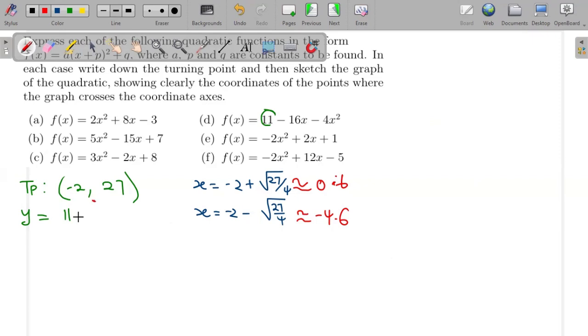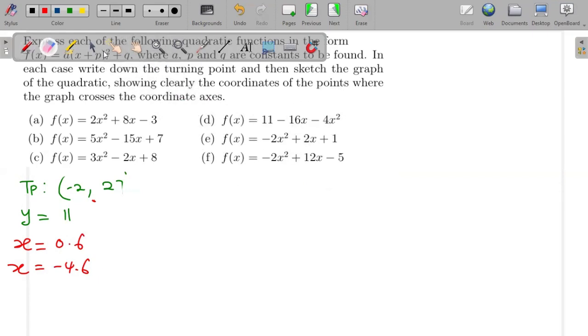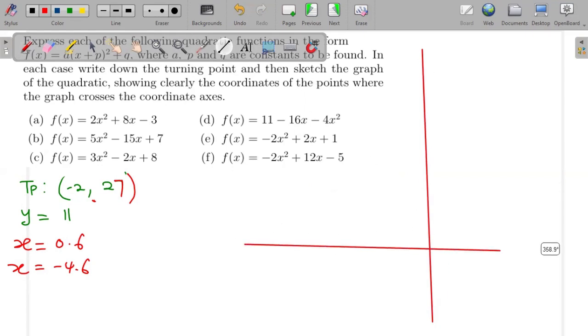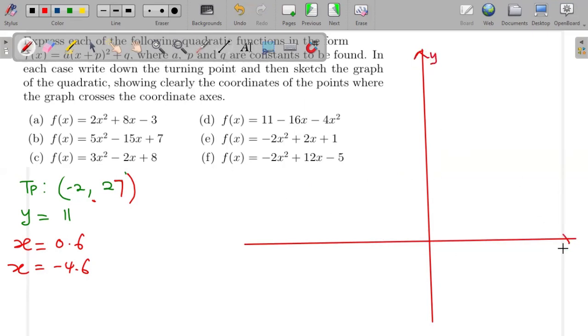Okay, so I can sketch this. I can write the x-intercepts here. Okay, so let's sketch. On the turning point, I'm going as far as 27. You can see here, this is 27. So it means up there on the y, it has to be a bit longer. Okay, and then I have the x here. This is the y, this is the x.